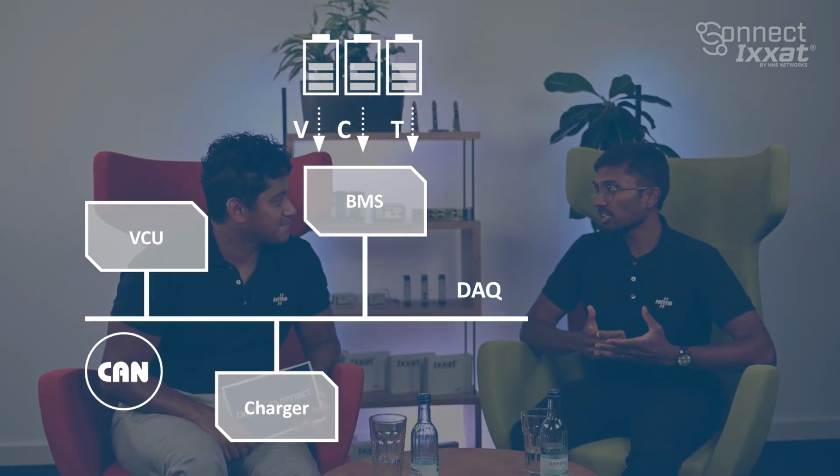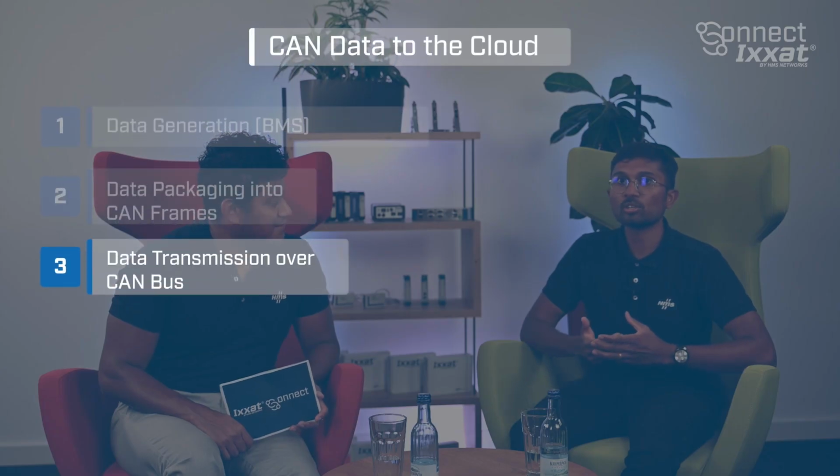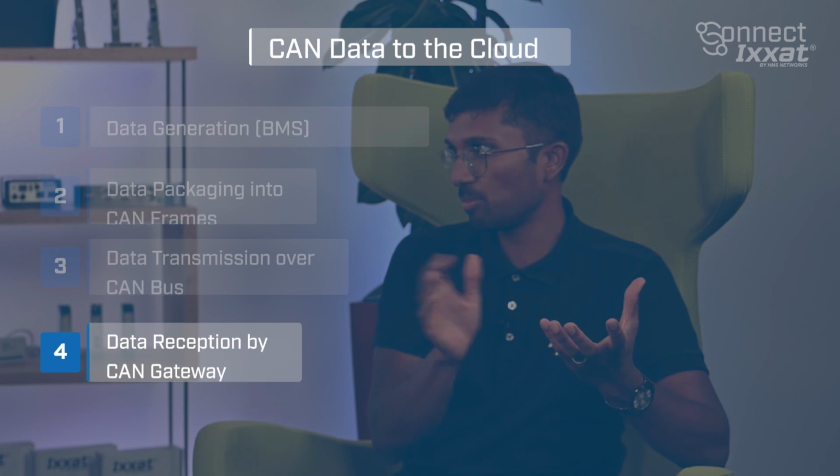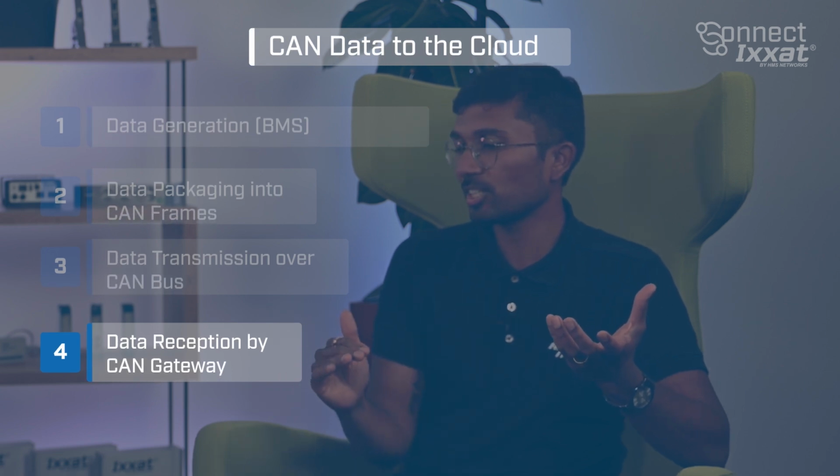The physical layer standard defines how signals are transmitted along the bus, and the bus arbitration ensures all the devices connected to the bus can communicate without conflicts. In the next step, so now we have the CAN data, we have the CAN frames, we have the CAN bus, which is the medium for transmission.